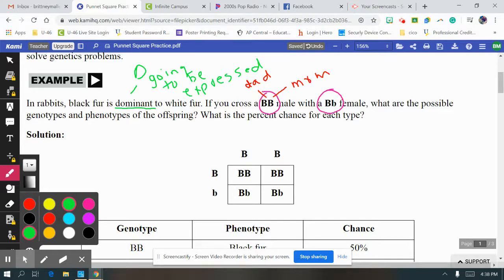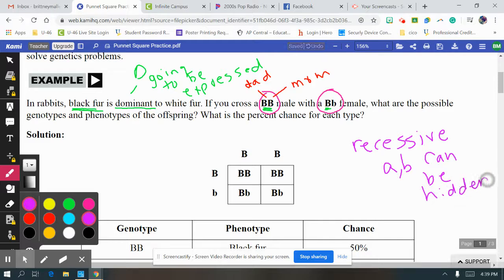In this case, you have rabbits where black fur is the dominant gene to white fur. Since we have a capital B here, we know that male was dominant for black fur. And since we have this capital B here, we know that female was also black fur because she has that dominant gene. The other kind of gene is called recessive. That means it's like a lowercase letter, and it can be hidden by the dominant trait. It not always is, though.